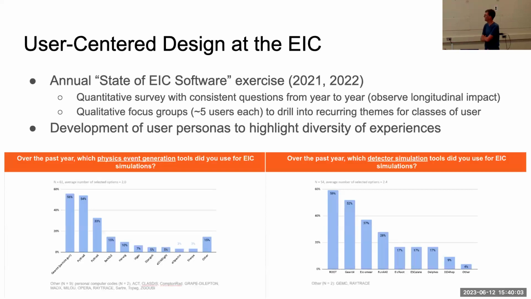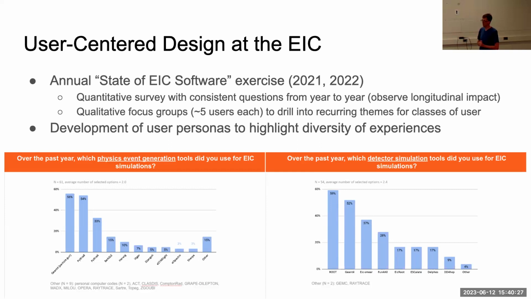So we look at users in the EIC. We do this annual state of the EIC software exercise. It's a survey that we repeat every year. Same questions, so we can compare year over year, and we look at what people are using, which environments, where are they doing their computing. It's not a very long survey. It's, I think, 15 questions or so.